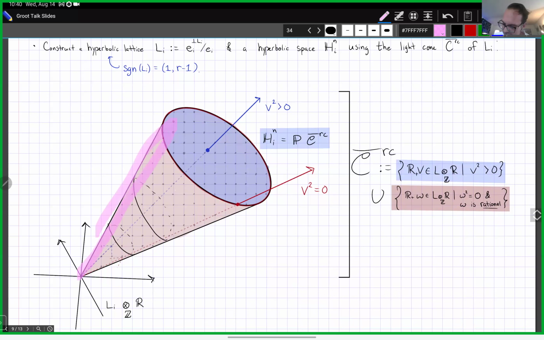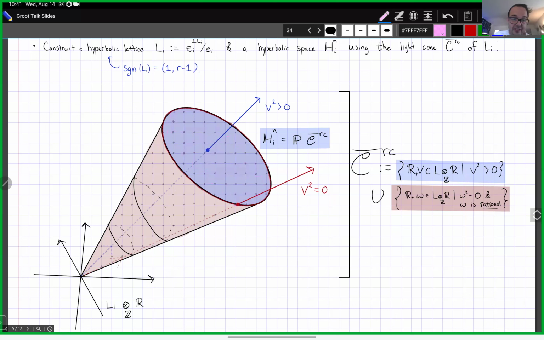There's some giant cone of vectors in this lattice. The ones on the boundary of this cone are the isotropic vectors, v squared equal to 0. The ones in the interior, the rays that pass through that, are the positive norm vectors. And if you projectivize this cone, you just take an equivalence class of rays going through this disk, and you'll get some model of hyperbolic space.